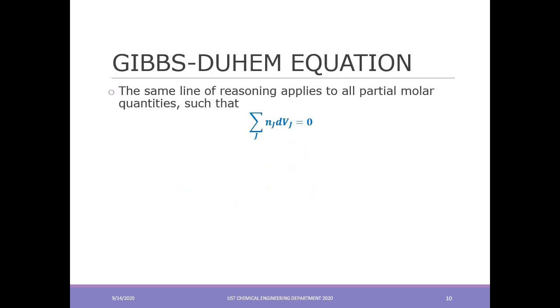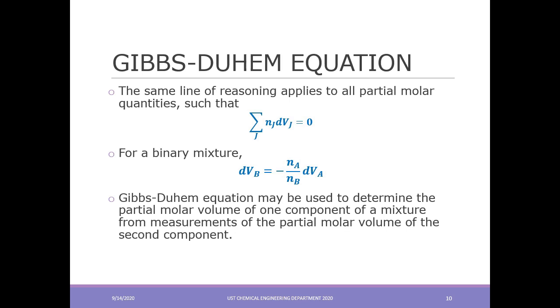The same line of thinking can also be applied to other partial molar quantities, such that we can also say that the summation of the amount N of substance J multiplied by the change in the partial molar volume of J is also equal to 0. For a binary mixture, the change in the partial molar volume of B is equal to the negative NA over NB times the change in the partial molar volume of A. With the Gibbs-Duhem equation, the partial molar volume of one component can be obtained from the partial molar volume of the other.